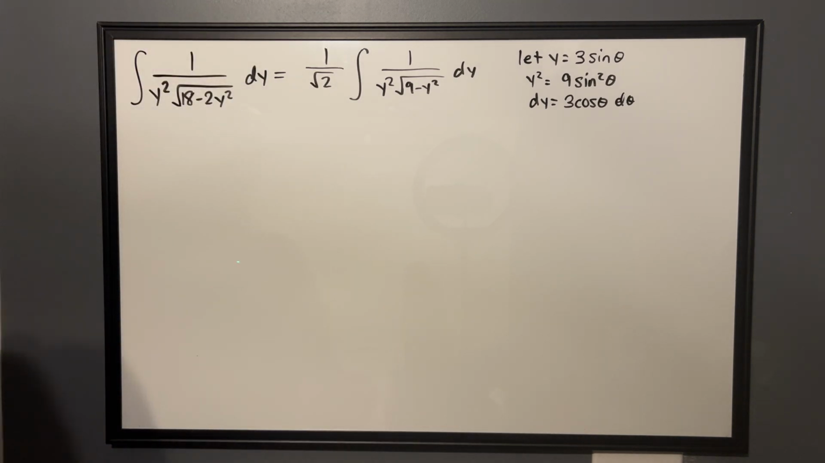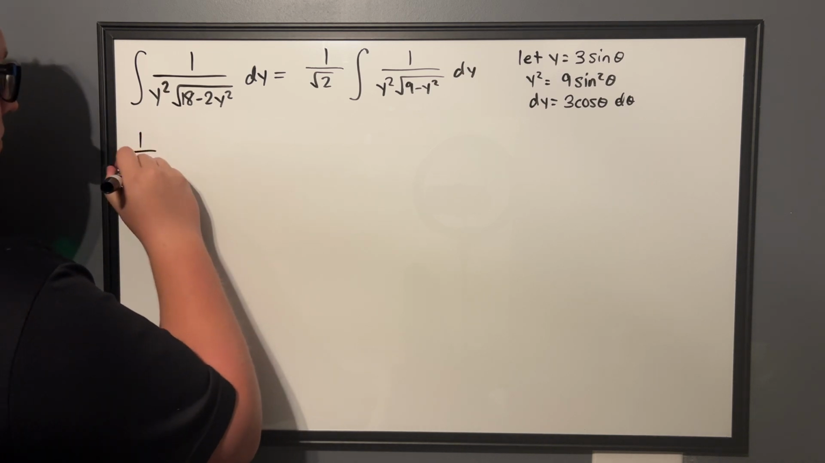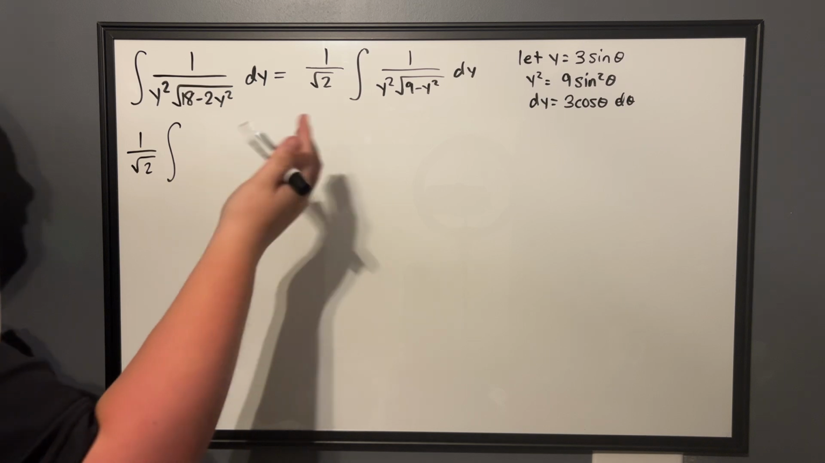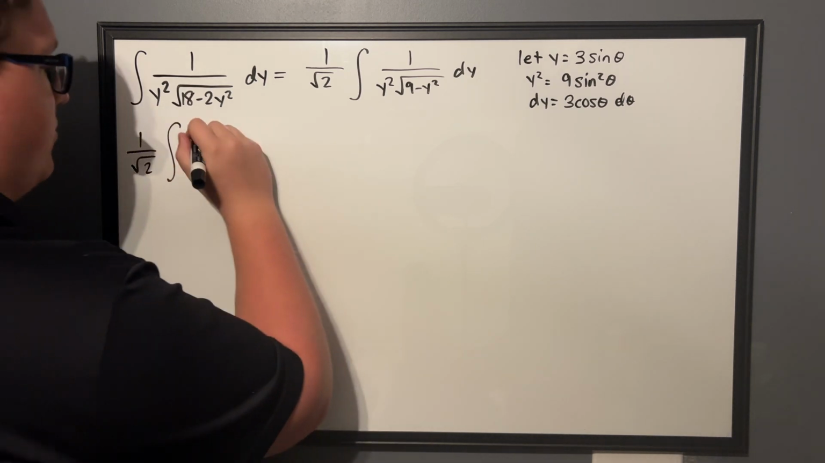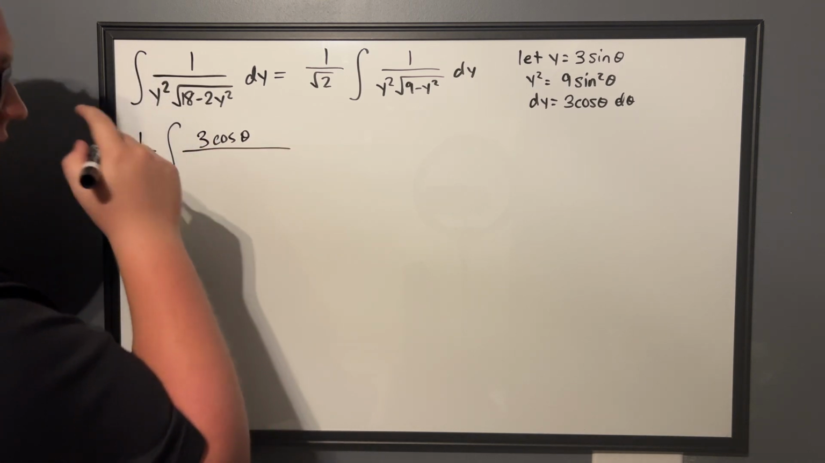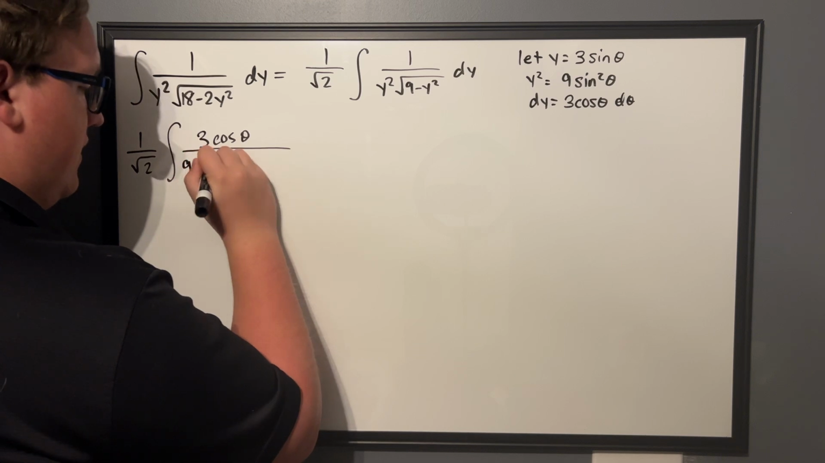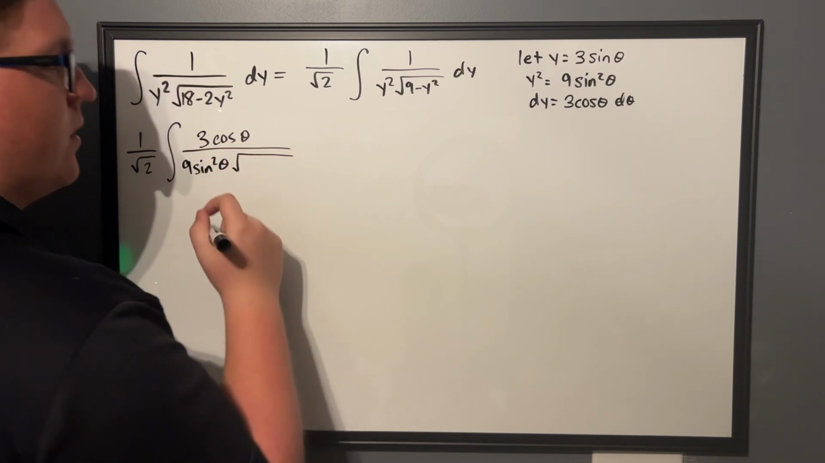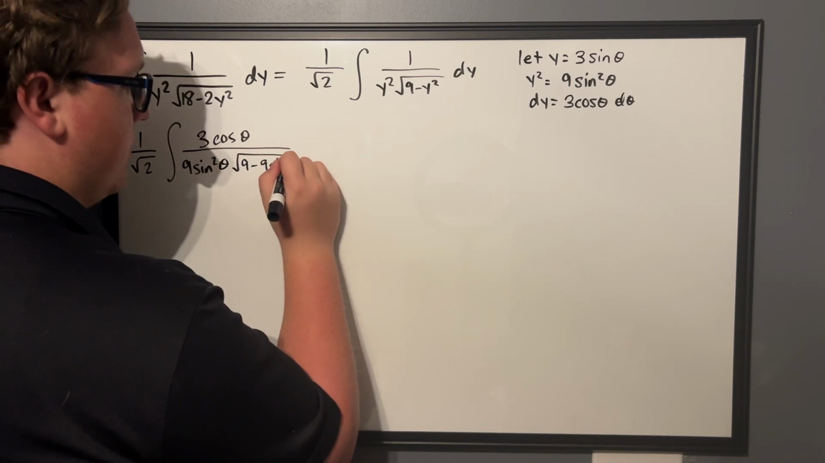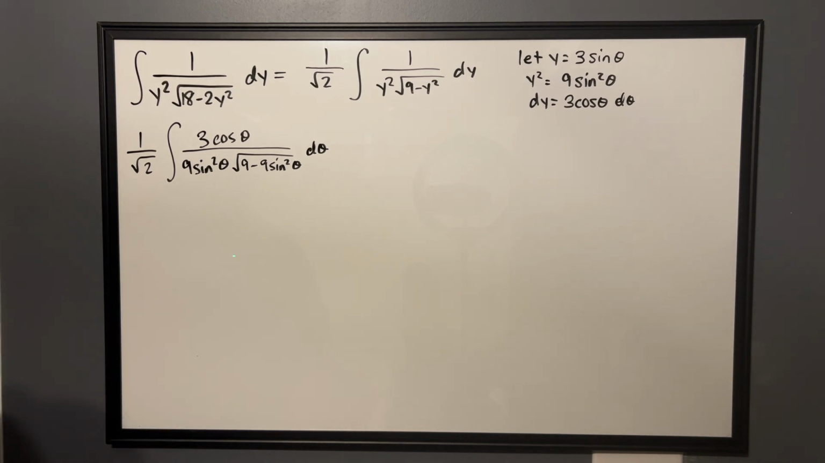Now at this point, we have everything that we need to make our substitution. So coming down here, we still have this 1 over root 2 on the outside, but now the inside integral has turned into 1 times dy in the numerator, so that's just going to be a 3 cosine theta in the numerator. And the denominator becomes y squared, which we said was 9 sine squared theta, times the square root of 9 minus y squared, so 9 minus 9 sine squared theta. And then we can't forget the d theta. So this is our new integral here.